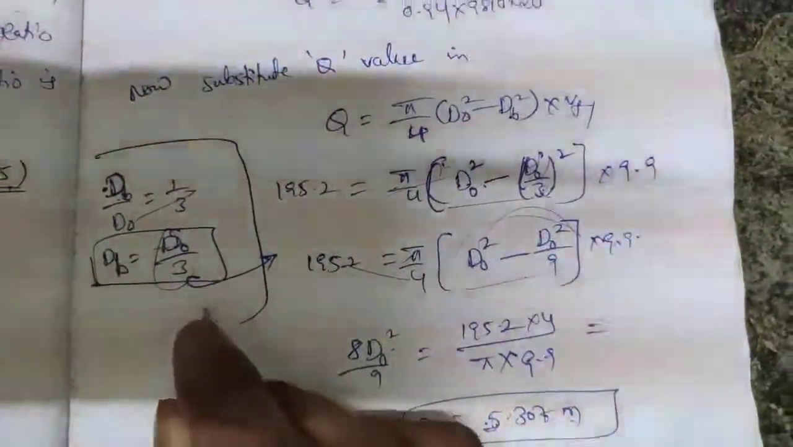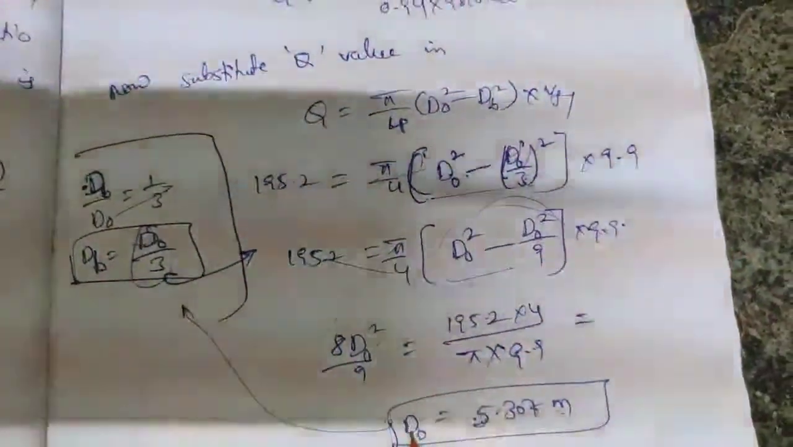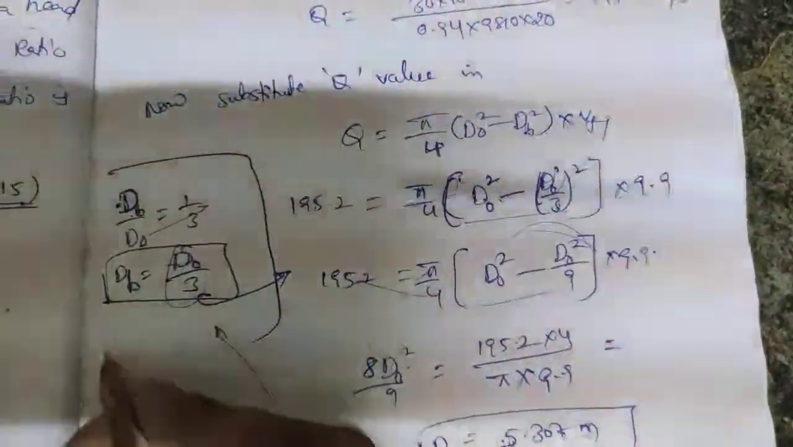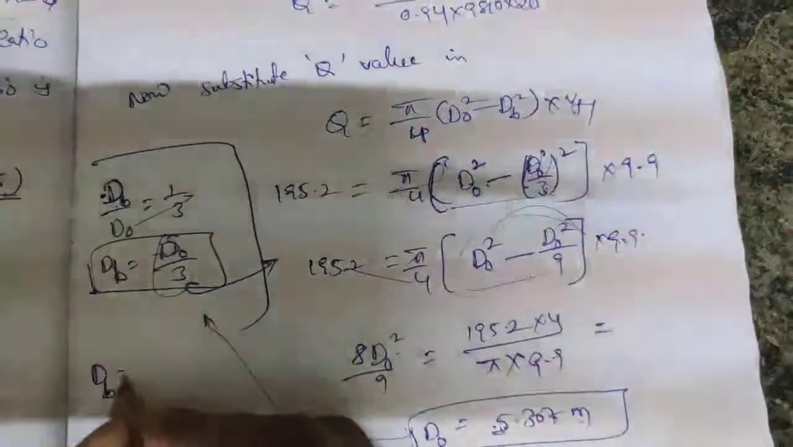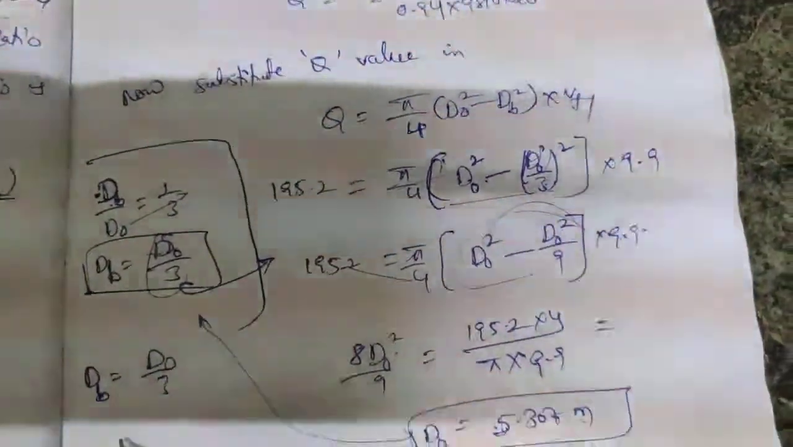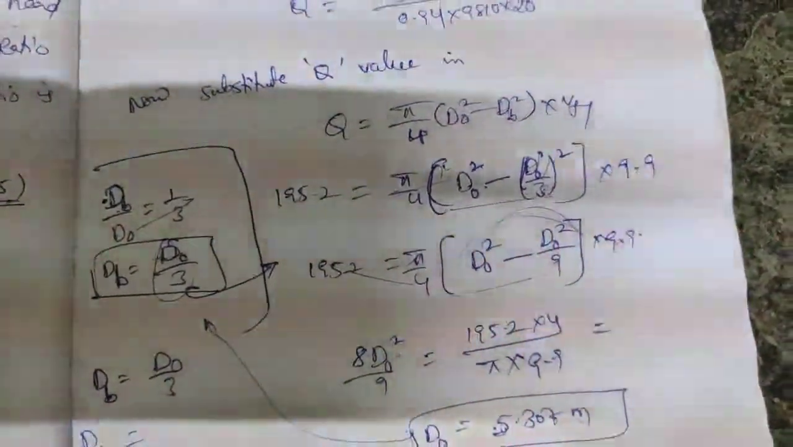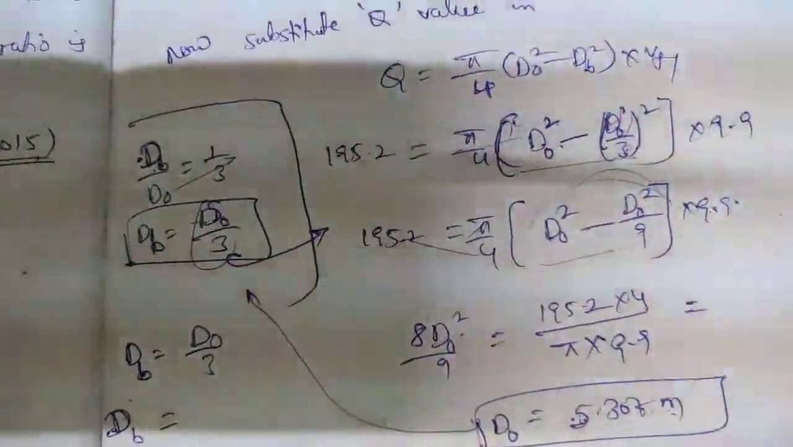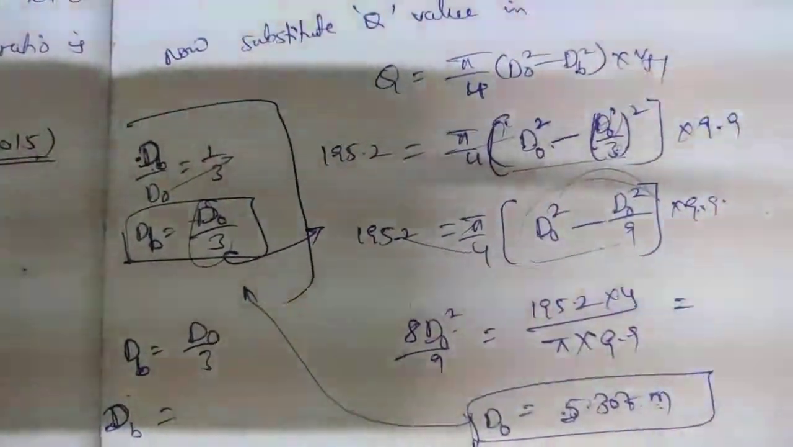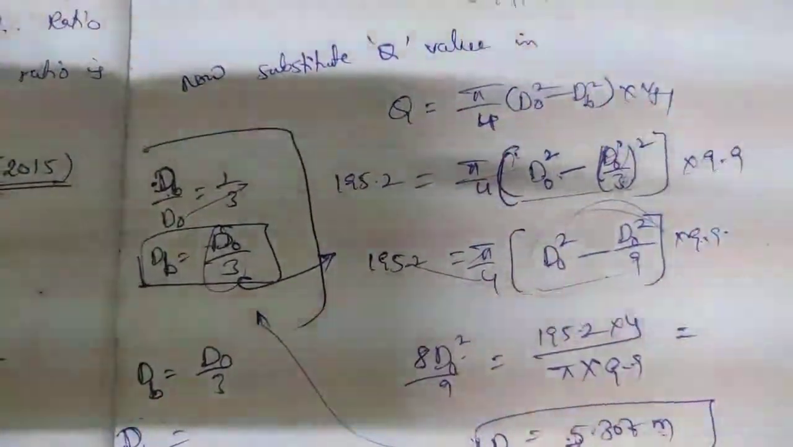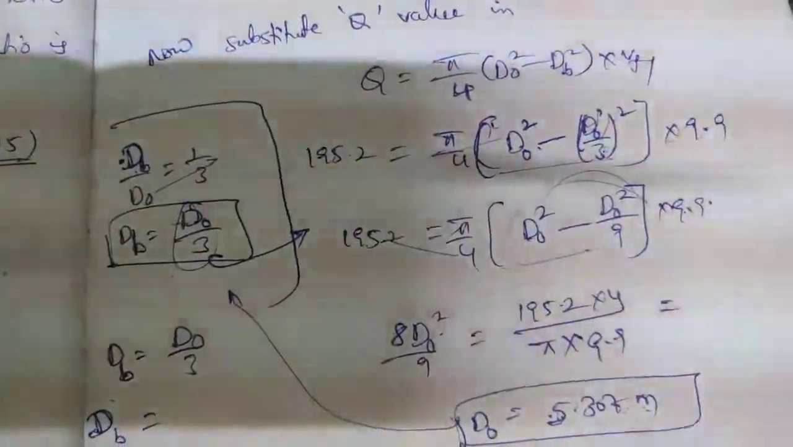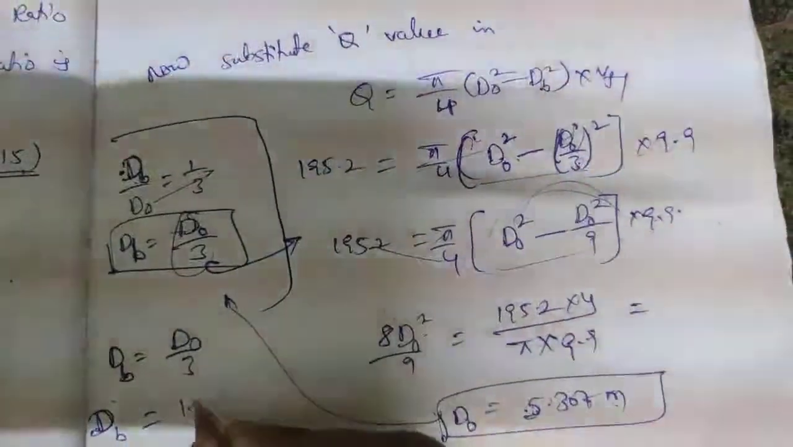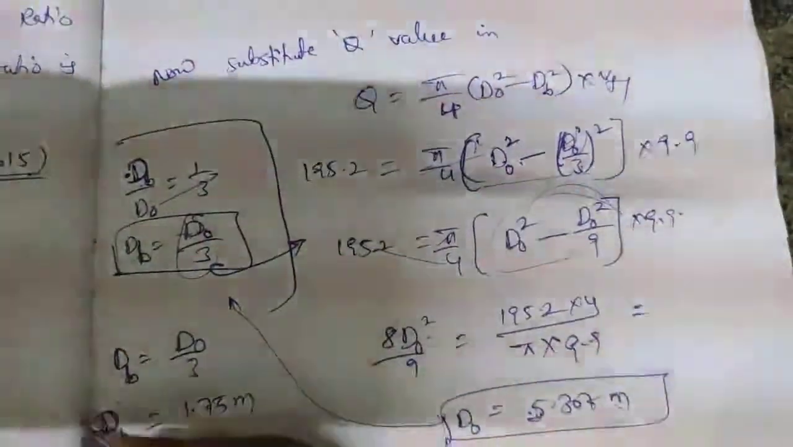So by substituting d naught in the above equation, dB equal to d naught by 3. So dB equal to 1.75 meters.